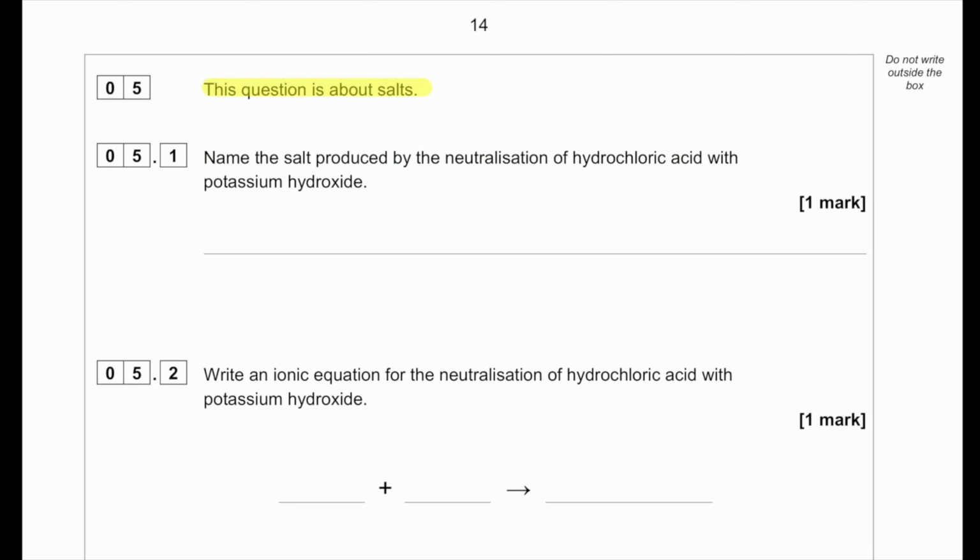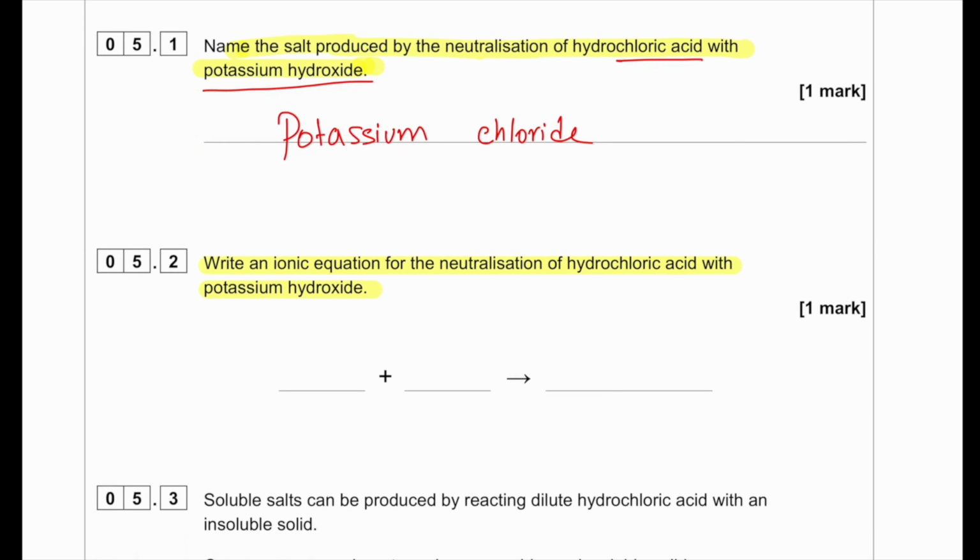This question is about salts. Name the salt produced by neutralization of hydrochloric acid with potassium hydroxide. So a salt produced from hydrochloric acid will be chloride, and a salt produced from potassium hydroxide will have the potassium name in front of it. So potassium chloride.